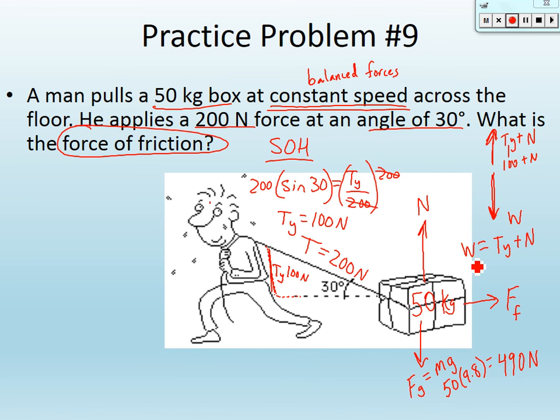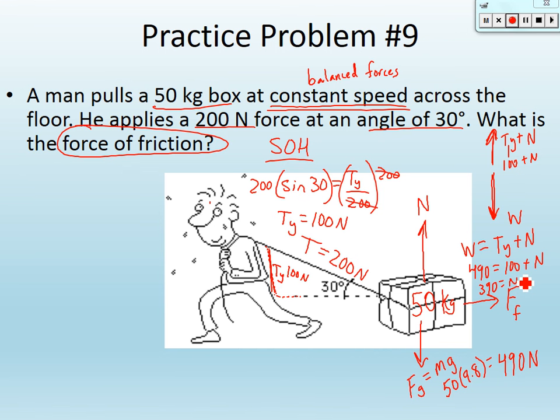Okay, let's plug in. What was the weight? 490 is equal. What was Ty? Ty was 100 plus the normal force. How do you get normal force by itself? Subtract 100. That becomes what? 390 is equal to the normal force.